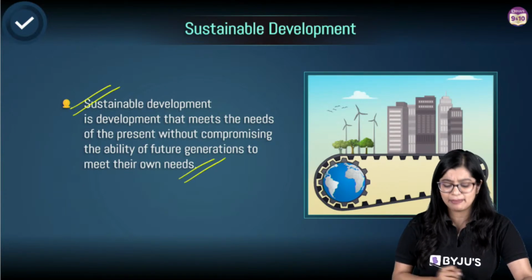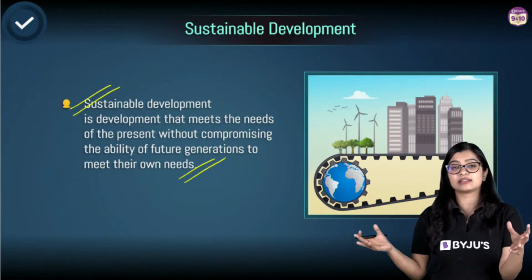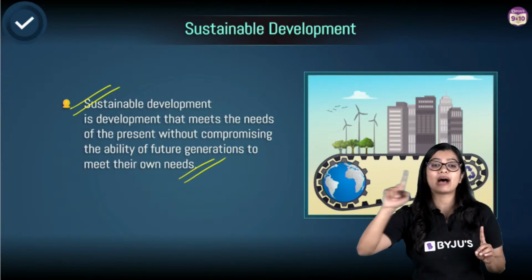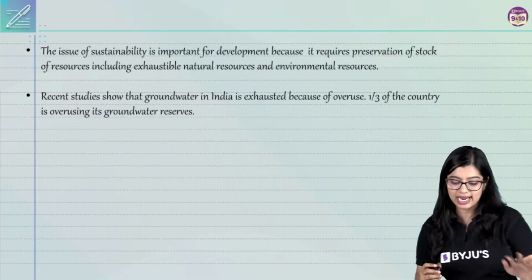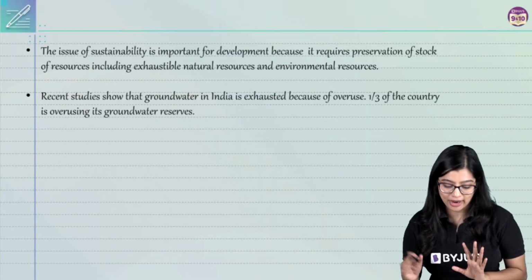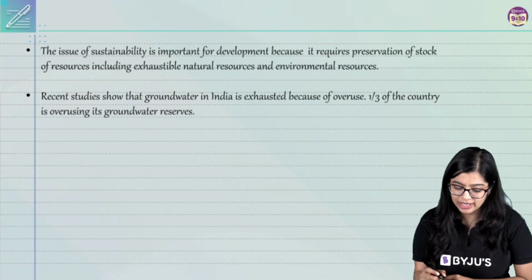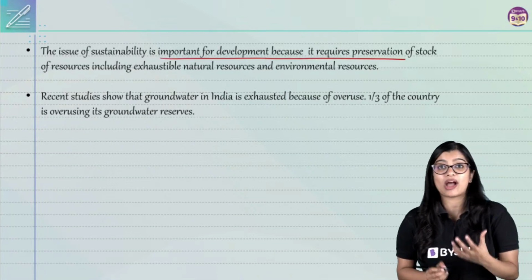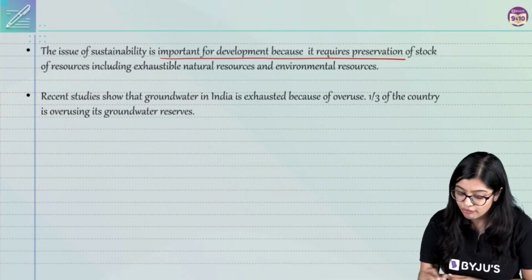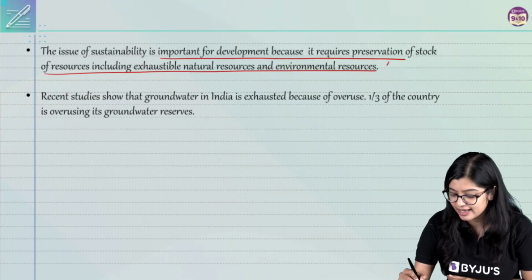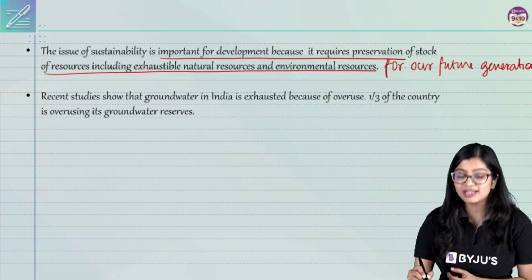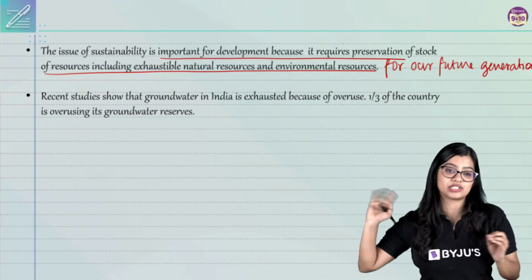So sustainable development is basically the development that meets the needs of the current generation without compromising those of the future generation, right? Here this is 2 marks, 2 points. So you need to say that the issue of sustainability is important for development because it requires preservation of resources for our future generations. Whenever the term sustainable comes, put future generation.